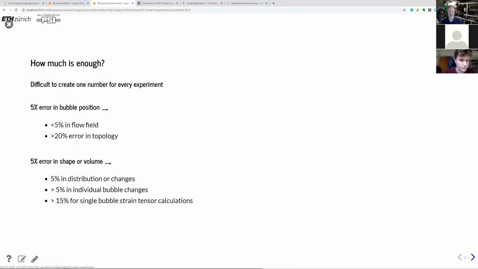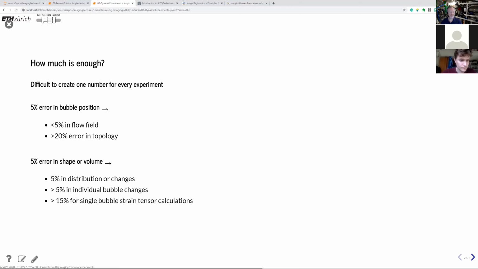Also, the question is always, what is enough? It's always difficult to say what is enough, and that has to be decided from experiment to experiment. In some cases, you have a little error somewhere, and that can blow up into large errors in the parameter you want to look at. So it's not easy to really see the whole workflow.